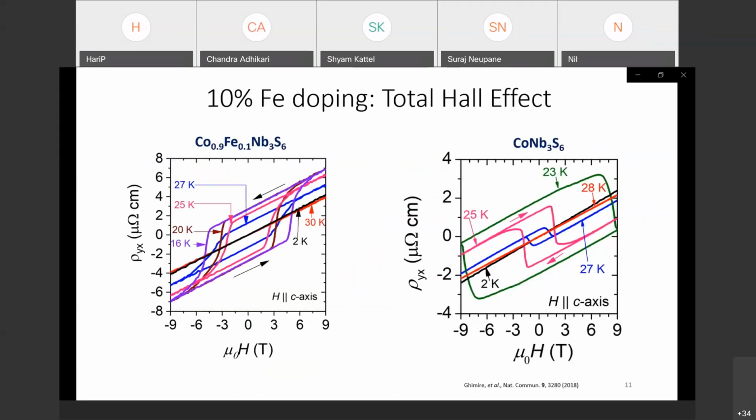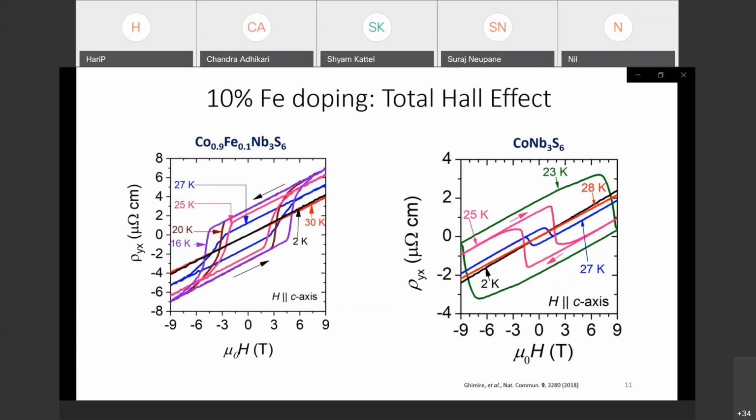Here we see the Hall effect in our 10% iron-doped sample. And for comparison, I have inserted the plot of the Hall effect in the parent compound. The total Hall effect retains the same behavior, as we can see, but what's interesting is that the anomalous part in the center of each is different. It has flipped direction.